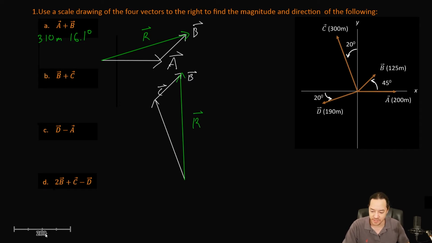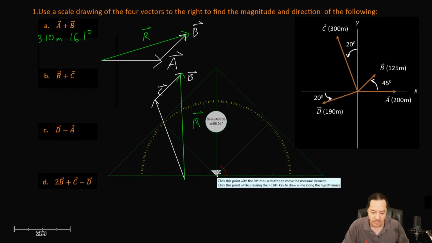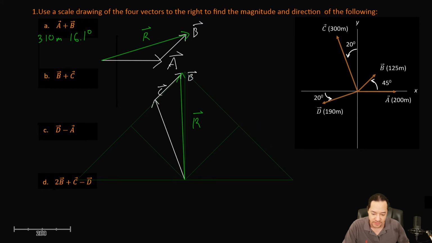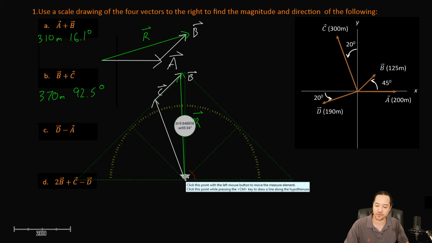Okay, so let's bring back our protractor ruler, and let's measure the value of this resultant vector. So it looks like we have a length of about 370 and an angle of about 92 point, well, hard to say, 92.5, about that. So about 370 meters and 92.5, we'll say. Okay, so that's what we've gotten here for part B.